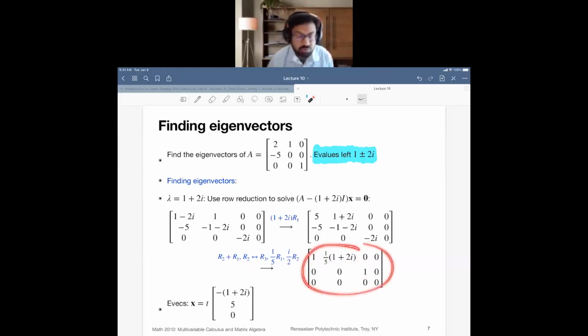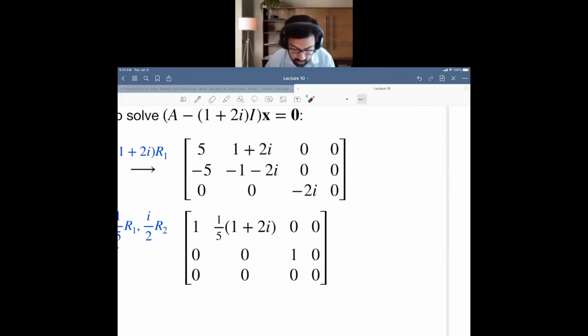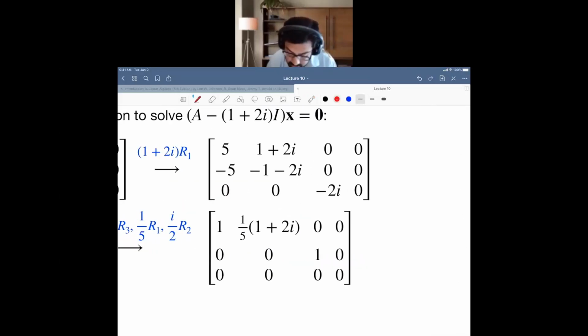So from this row reduced echelon form, you can look at the solution. So what is the solution going to be? Well, if you look at the second row here, the second row is simple, right? So the second row will tell you that x3 is a 0. And the first row will tell you that x1 plus 1/5 of (1 plus 2i) times x2 equals 0. And if you pick x2 to be some t, then you can find out x1. You can say x1 is going to be negative 1 over 5 times (1 plus 2i) t, right? So you have got the solution.